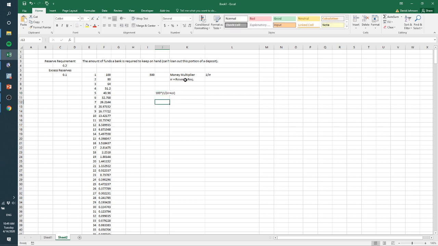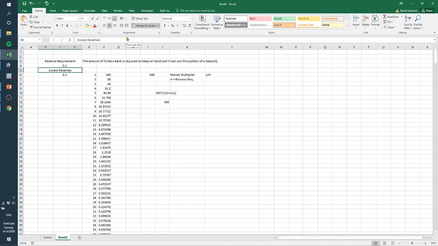In this case, forgot to have an even parentheses, that would drive me bonkers. In this case, we would just do 100 times 1 divided by 0.2. And then we get 500 there too. So yeah, the correct answer there is 500.